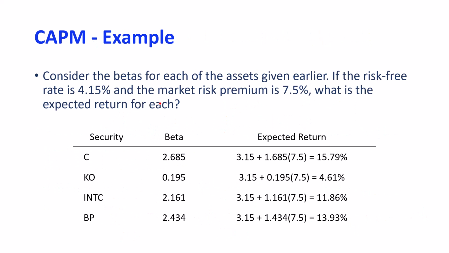For example, you can use the capital asset pricing model to find the expected return of these four stocks that we saw before. Consider the beta for each of the assets are given. So these are the betas. The risk-free rate is 4.15% and the market risk premium is 7.5%. All you need to do here is plug in the numbers into the CAPM. Your risk-free rate plus the beta times the market risk premium will give you the expected rate of return for each of those assets.